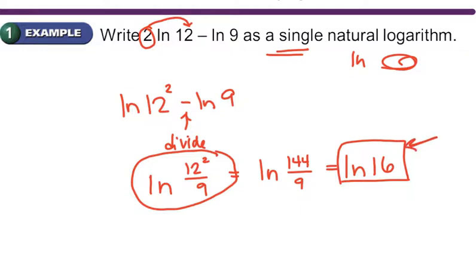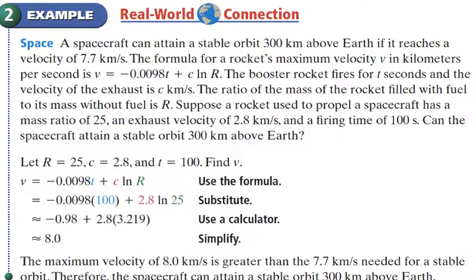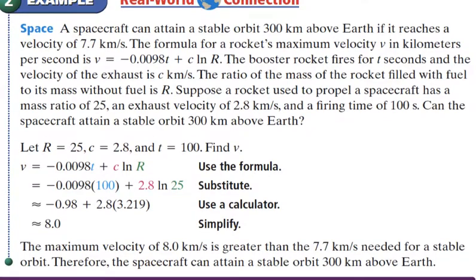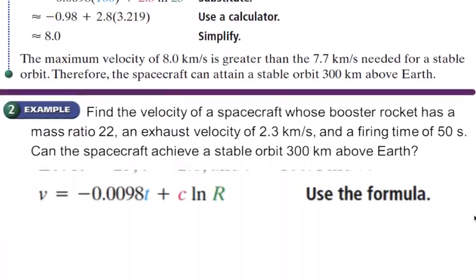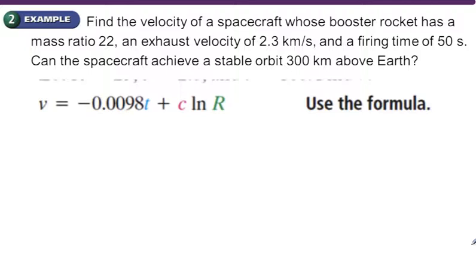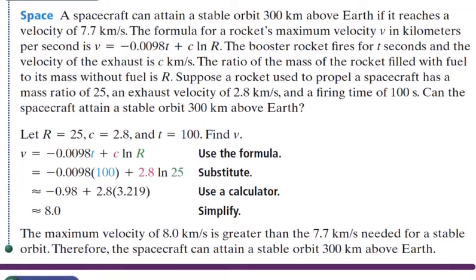Okay, example 2. This one is a word problem, and it's not hard. It's just plug and chug for the most part. Find the velocity of a spacecraft whose booster rocket has a mass ratio of 22, an exhaust velocity of 2.3, and a firing time of 50 seconds. Can the spacecraft achieve a stable orbit 300 kilometers above Earth? And I want to say that up in this equation up here, it tells you what you have to have to sustain that.